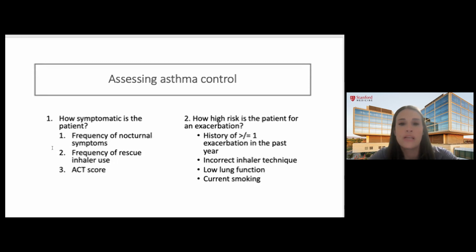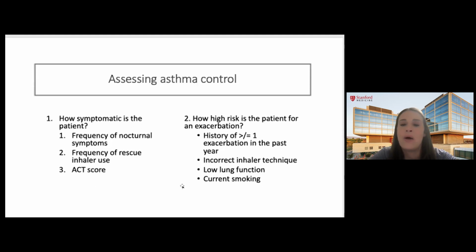And one of the tools I use frequently with my asthma patients is assessing the ACT score, which is a validated 5-question instrument with just 5 easy questions that lets me calculate a score to see how well controlled someone is. And I'll show you that on the next slide.